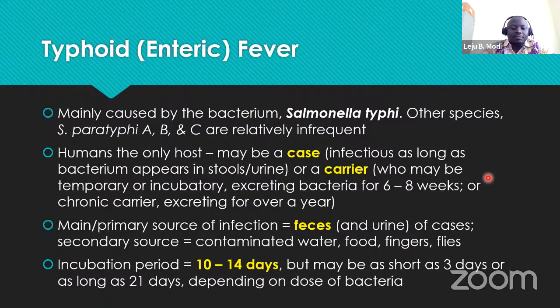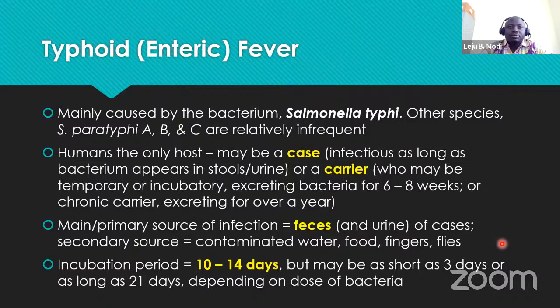Okay. The main or primary source of infection for typhoid is feces and sometimes urine of people who have the bacterium, whether they are cases or even carriers. As long as they are excreting it in the feces or urine, they can infect others. That is the primary source. The secondary ones could be contaminated water, food, or fingers or flies.